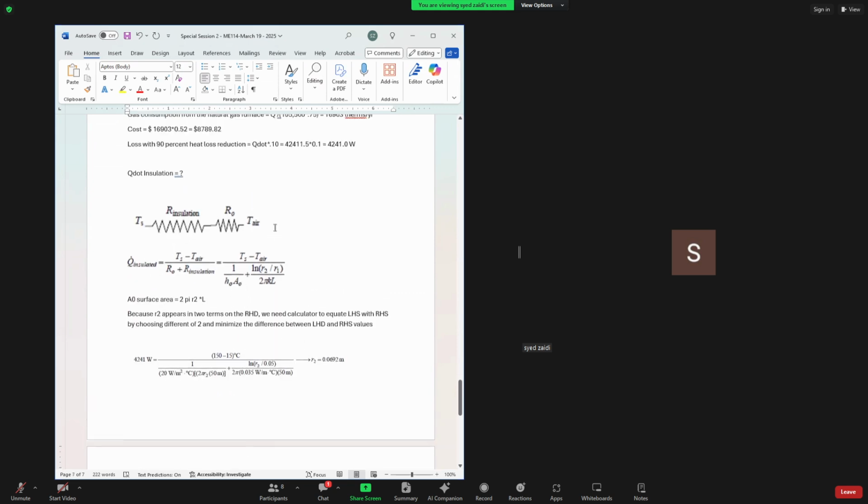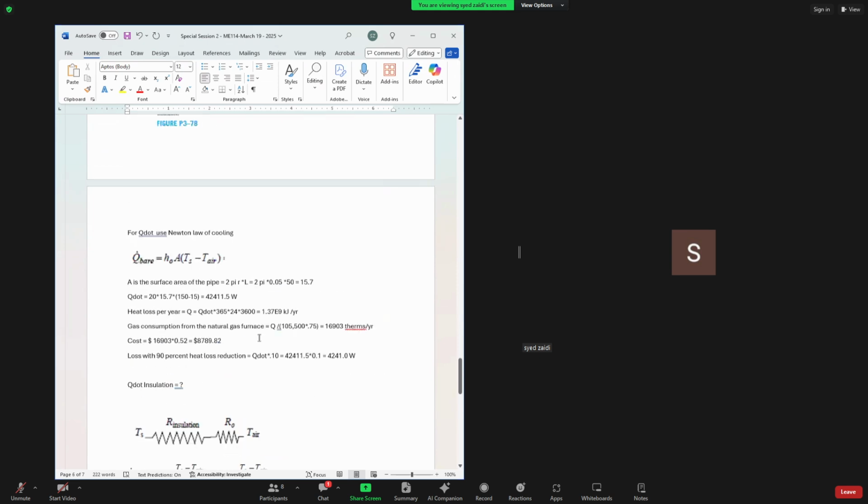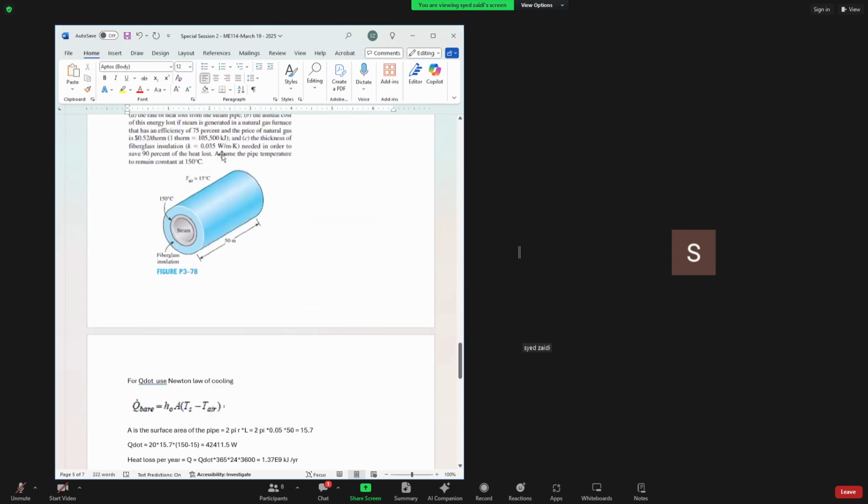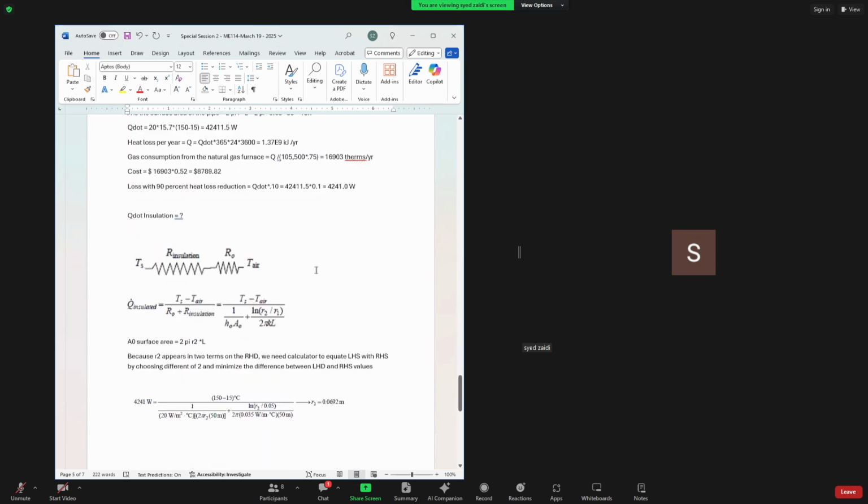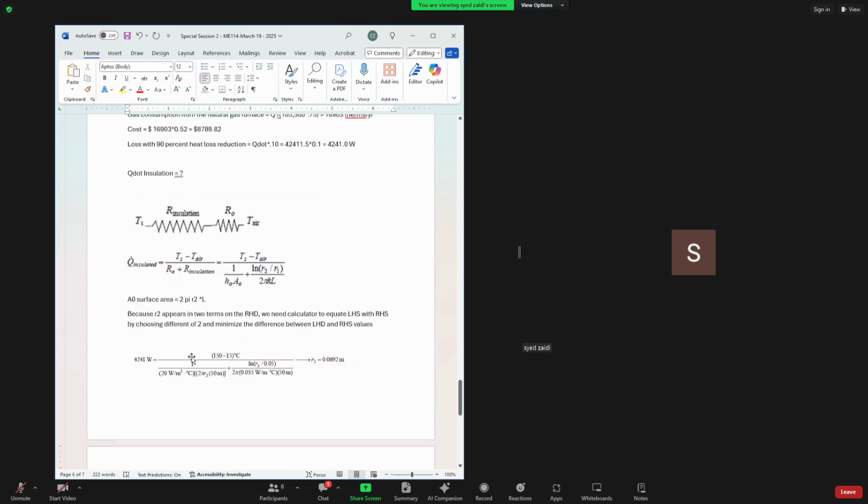Q dot insulated, we just said it is 4241. The temperatures are constant because it says to assume the pipe temperature remains constant. So it is always 150 minus 15 divided by 1 over h naught, which is 20 times area. Area is 2 pi R2 L, which is L. Log R2 over R1 is 0.05, divided by 2 pi KL. Everything is given.